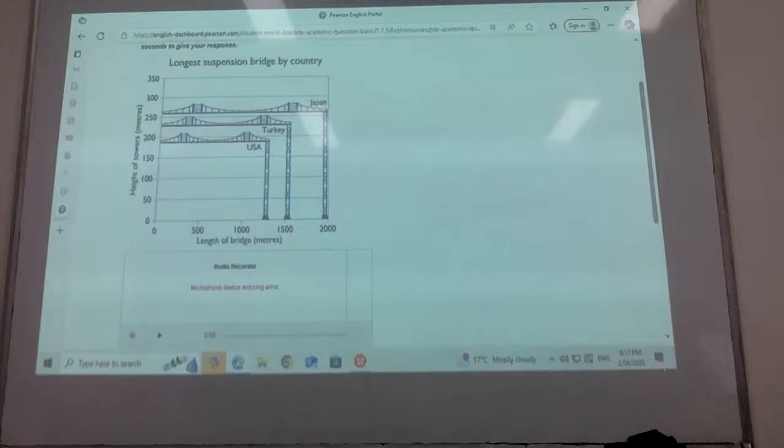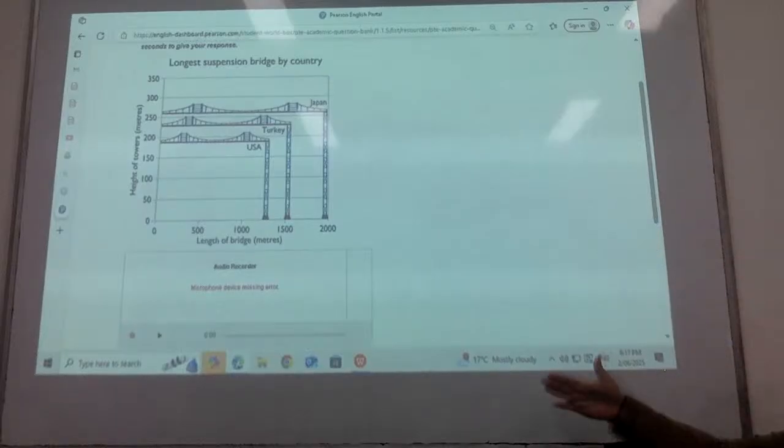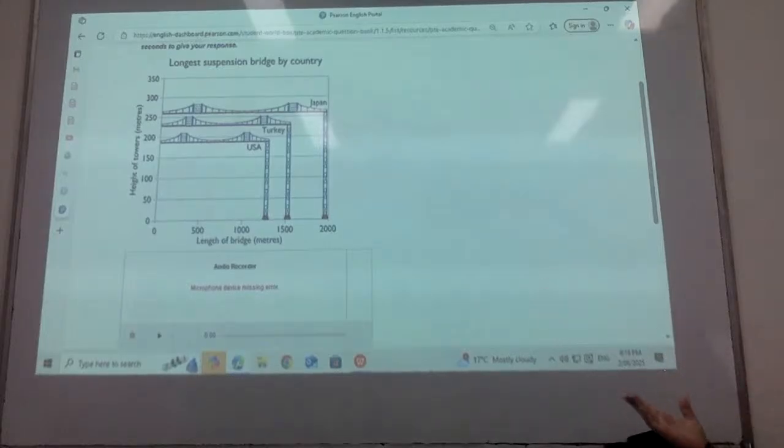With your brothers and sisters, organize your ideas. Japan is what? So here, which is 2,000 meters? So Japan is what? No, the longest. Okay. And what would you say Turkey is? Second. The second what? Second longest. And what about USA? Short longest. No, because longest is the maximum.